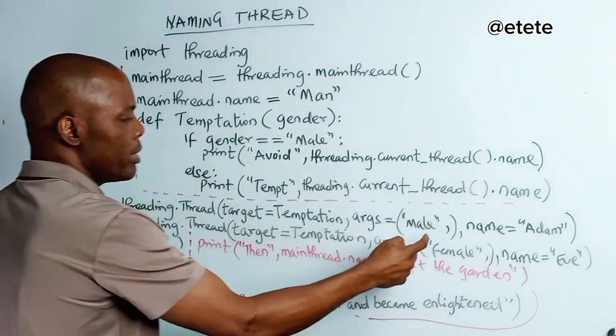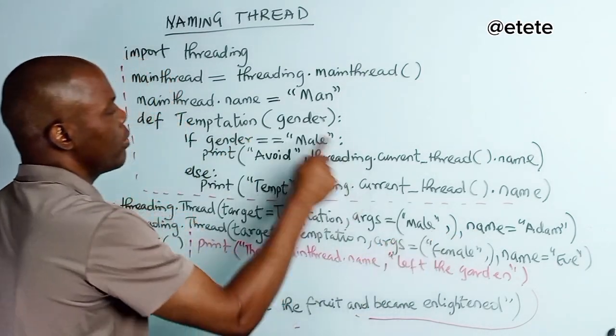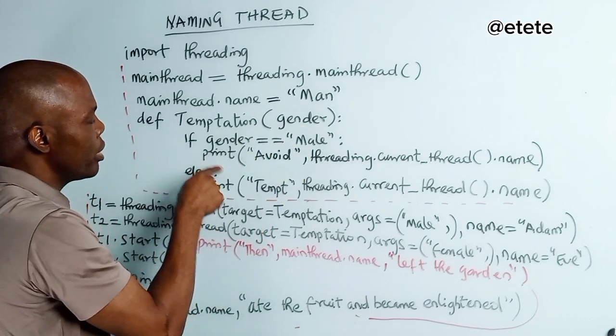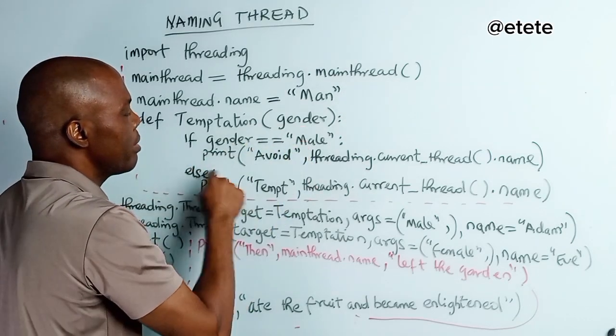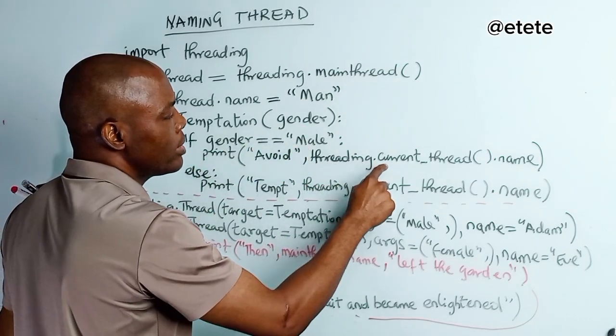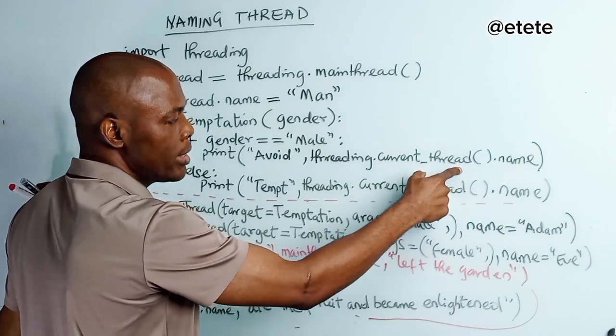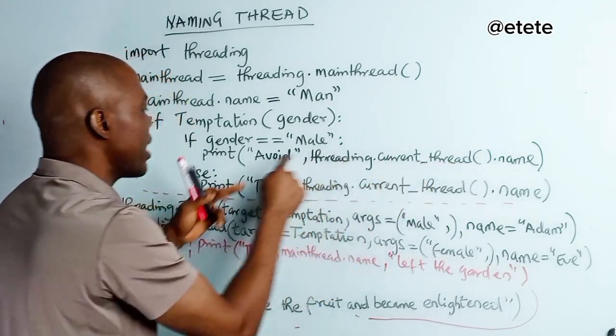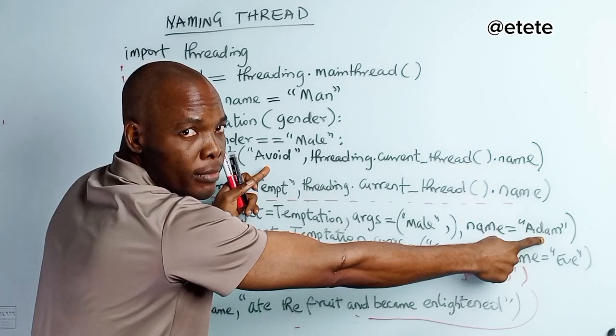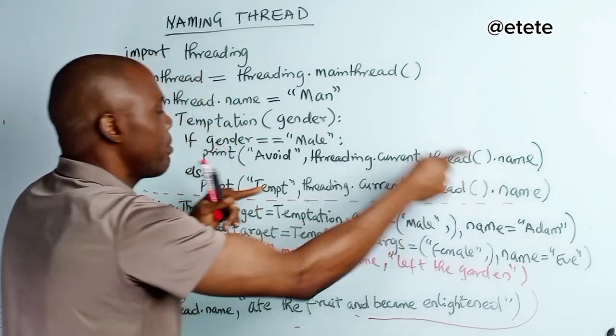So it will come in. This male will be given to gender. Then it will go in. If gender equals male, print avoid threading.current_thread().name. So this one will print avoid Adam, right? It will print avoid Adam.